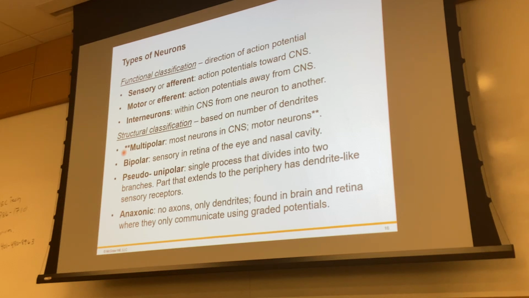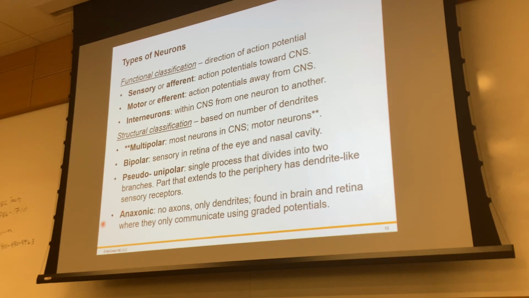If you can easily identify multiple small extensions from the cell body, or the soma, and a single large axonal extension, then that by definition is called a multipolar neuron. Multipolar neurons are the most common, most abundant, and they're the ones that I'll be talking about.